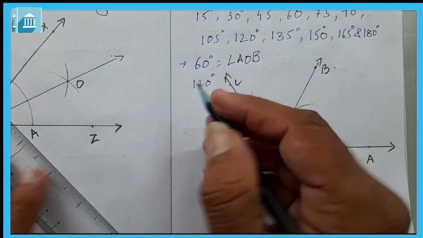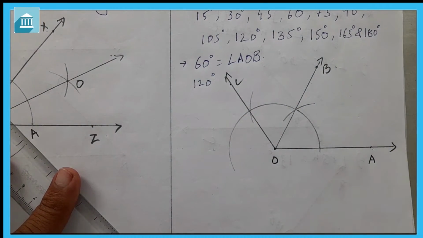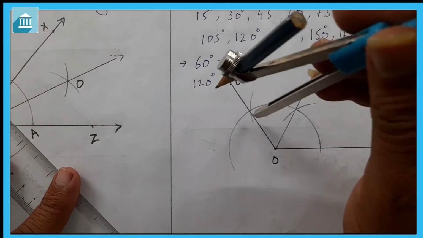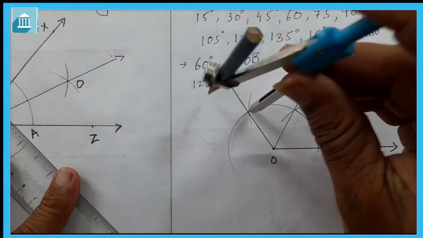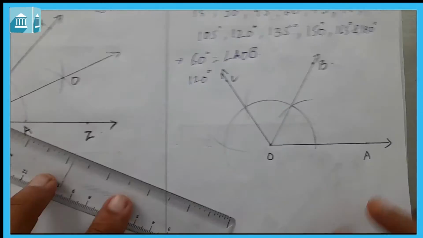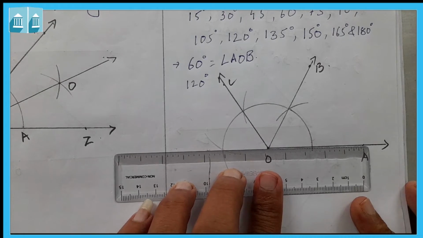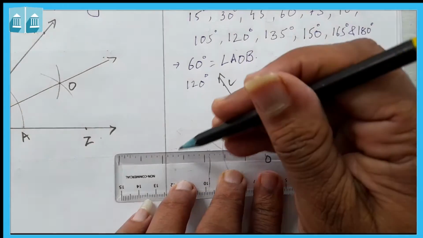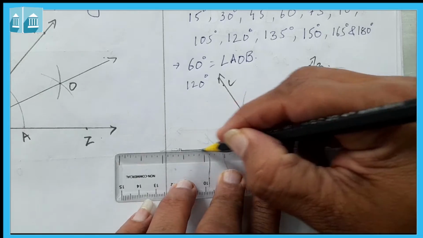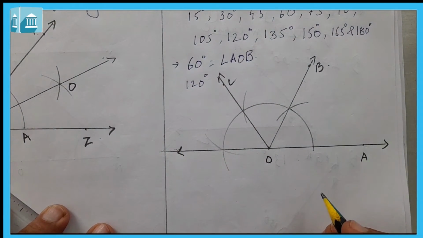If this is C, then angle AOC is 120 degree. In the same way, if we want to draw the 180 degree, this 180 degree means a straight line. Straight angle है तो straight line it will be. We can draw like this. This is our 180 degree.